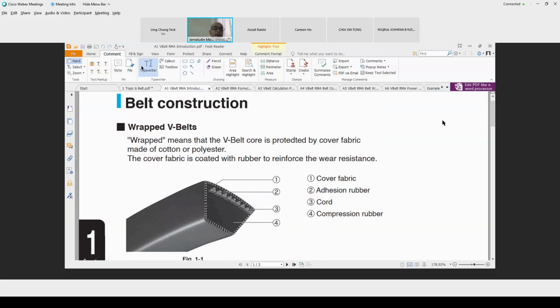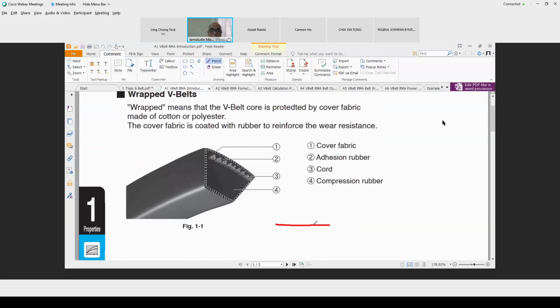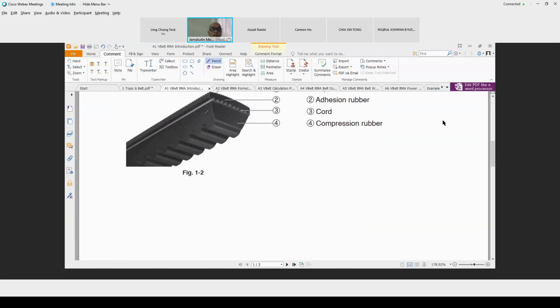connected to the pulley. That means we have the pulley here, and all the faces are connected to the pulley. That's why it will be wrapped with fabric to make sure there is friction on both sides, on the side, and on the bottom as well. In the case of this one, you just focus on the bottom being in contact there.